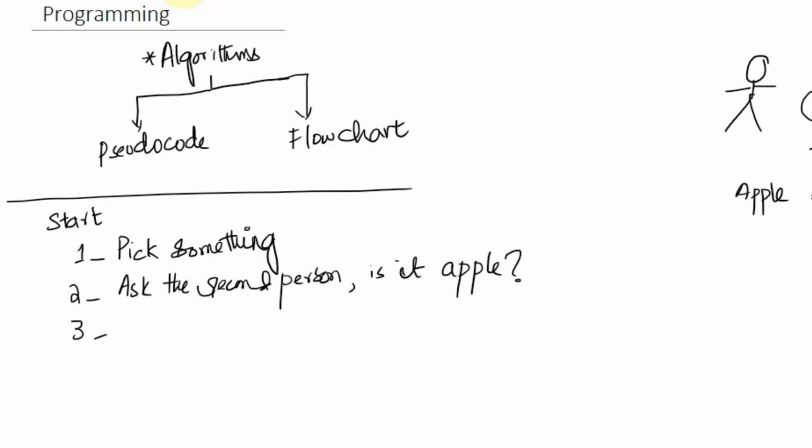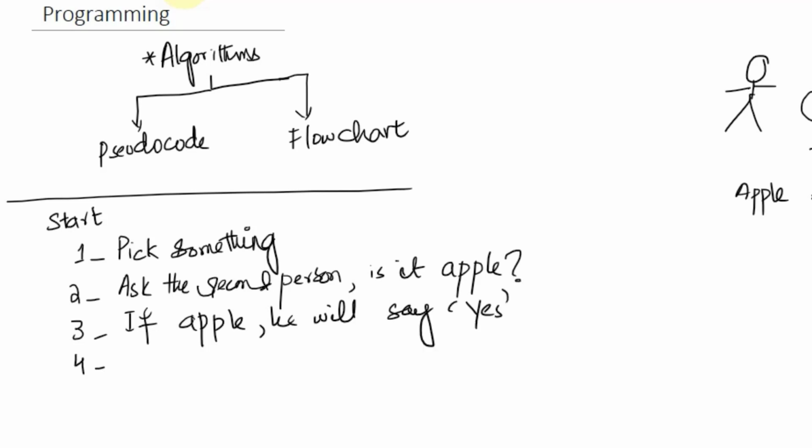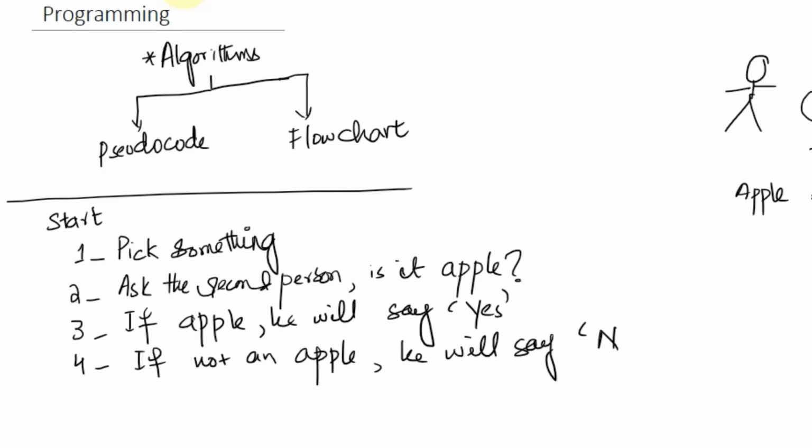What is the third step? If apple, he will say yes. If not an apple, what will happen? The other person will say no. And with this the problem will end.